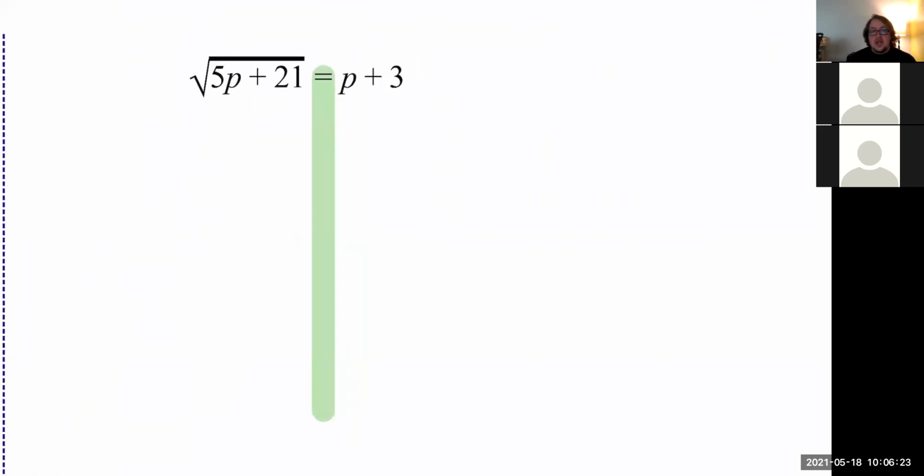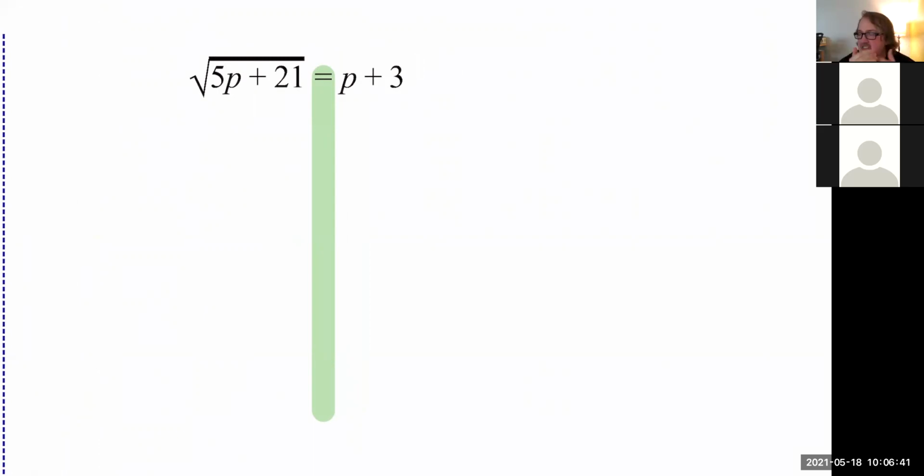Is this last one a radical equation? Yes. How can you tell? At least one of the variables is inside the radical. Awesome. So we're going to go into radical mode. First step, isolate the radical.